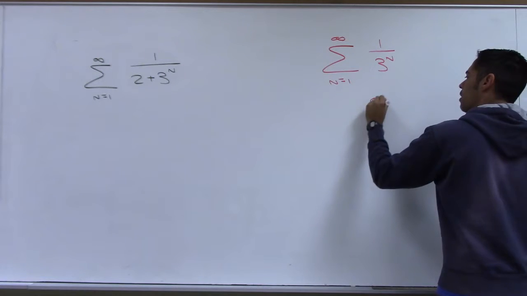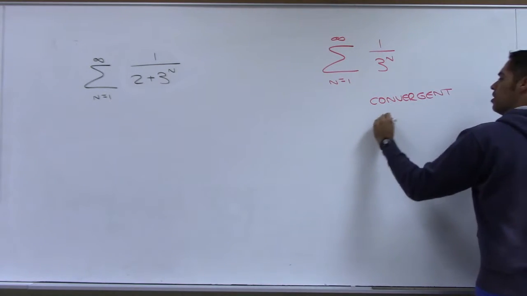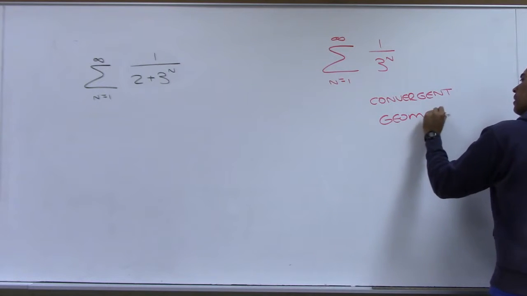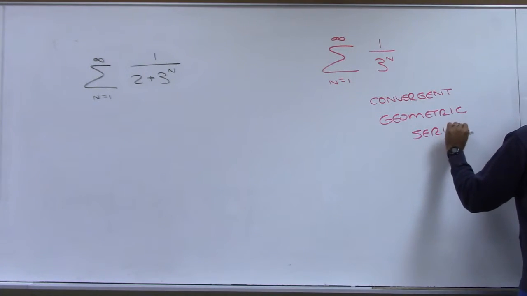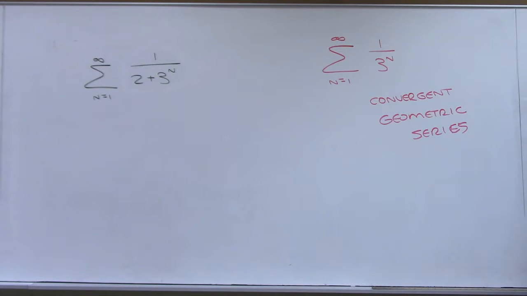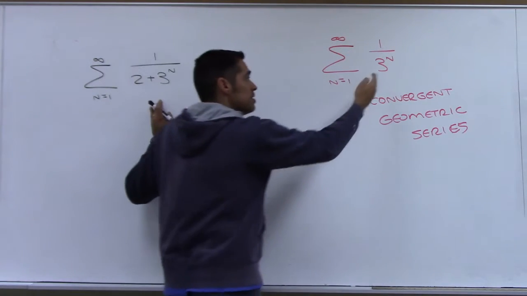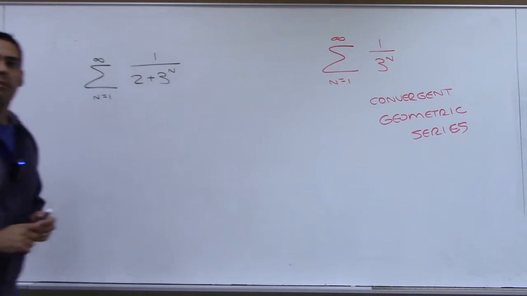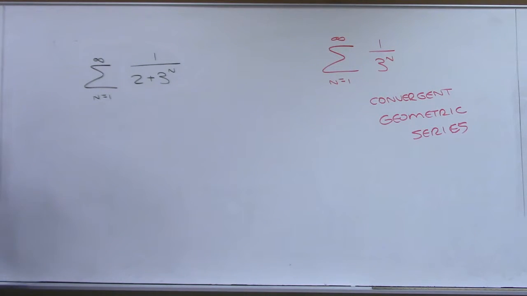We know that this converges, right? This is a convergent geometric series. We still have that this is a sub n. We still have that this is b sub n, right? But instead now I'm going to set up a limit of the ratio of those two sequences and hope to get what? A constant, a positive constant.